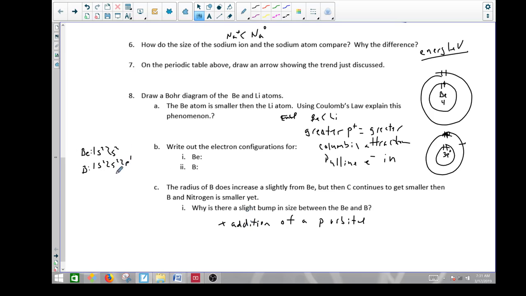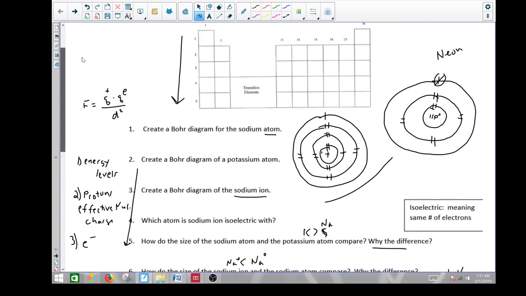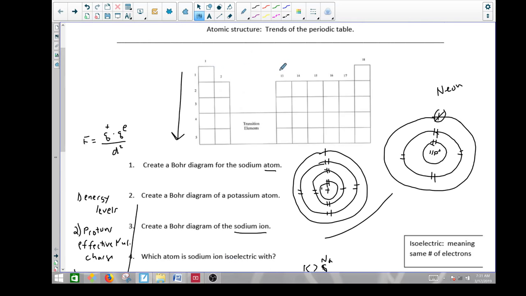You'll note that here, the only difference is we add this guy. But then again, as we continue to add more and more protons, then the effective nuclear charge gets larger and larger, and of course we get smaller and smaller. So let's draw the trend on here because it'll probably ask to do that too. So as a general trend, we get bigger as we go to the left here. Less protons, less effective nuclear charge. This would be your biggest atoms right here.